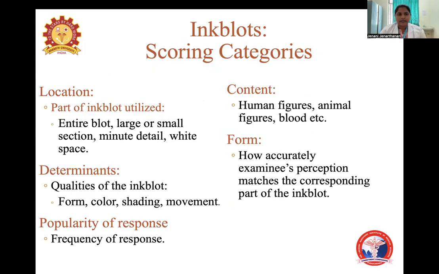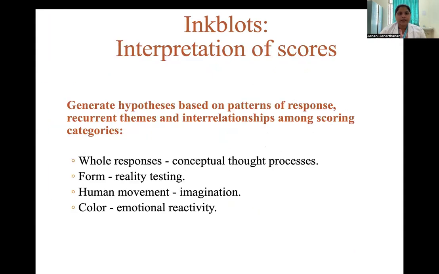The scoring categories: location, the part of the inkblot utilized, entire blot, large or small section, minute detail, white space. Determinants, or qualities of the inkblot: form, color, shading, and movement. Popularity of the response as the frequency of the response. Content as human figure, animal figure, blood, etc. Form is how accurately the examinee's perception matches the corresponding part of the inkblot.